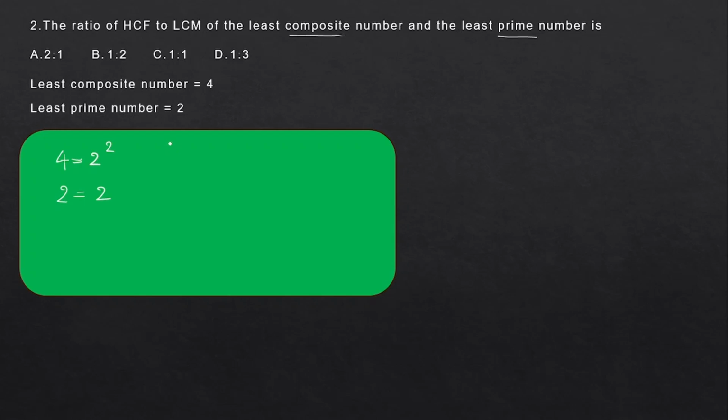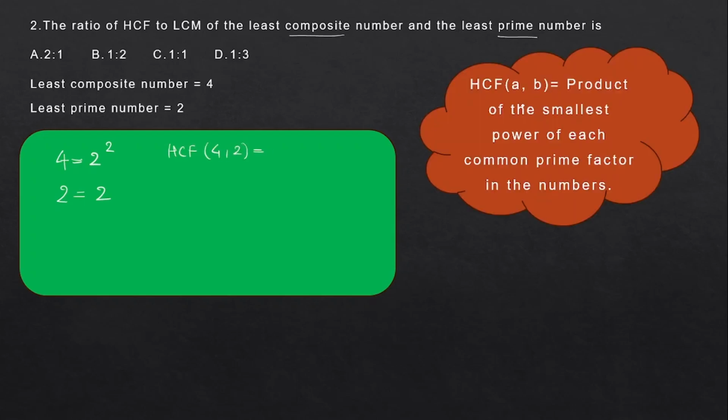Let us find the HCF. So HCF of 4 and 2 is given by product of the smallest power of each common prime factor in the numbers. Here the only common prime factor is 2 and it talks about the smallest power. So out of 2 and 1, the smallest power is 1. So the HCF of 4 and 2 is 2.